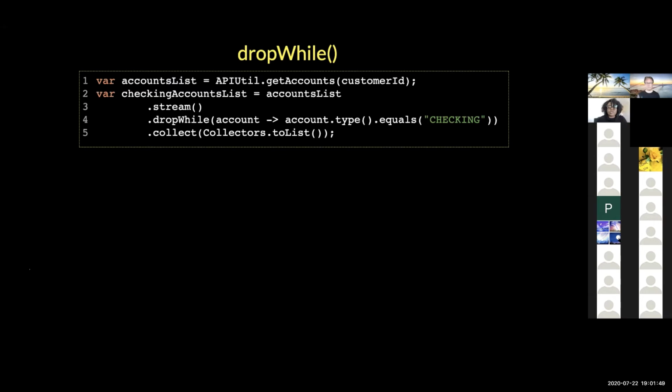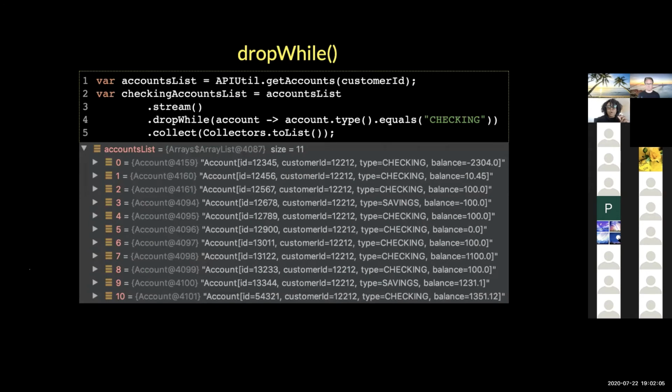Java 9 also introduced drop while, which does the opposite of take while. For this one, we're saying drop the accounts of type checking until you get to one that is not. So with 11 accounts here, we see the first 3 are checking, the 4th is savings, 5 through 9 are checking, 10th one is savings, and the last one is checking. So how many accounts do you think will be collected here in checking accounts list? Take a guess.